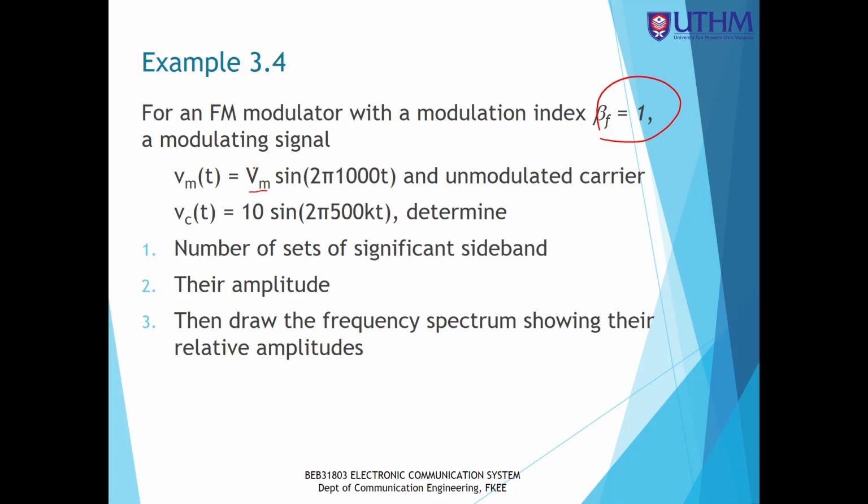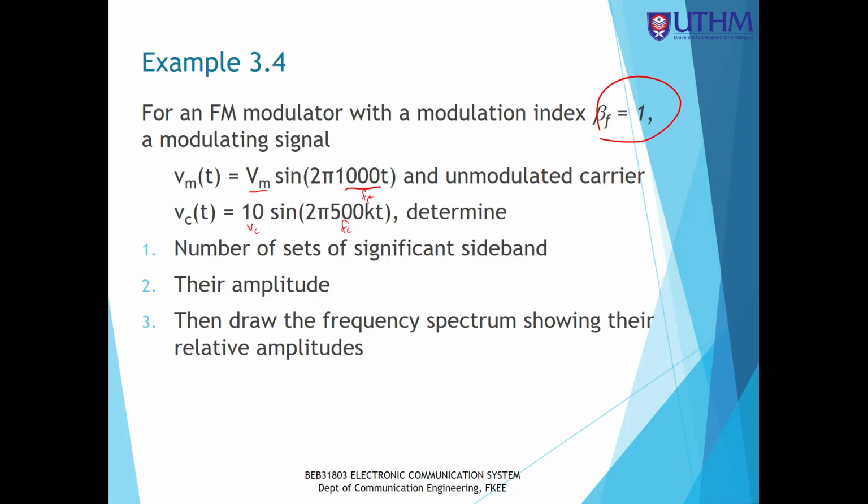So Vm we don't know how much, but we know Fm, which is 1 kilohertz. And then we know Vc is 10 volt, and we know Fc is 500k. So Fm is 1k, Fc is 500k. Okay, so we can determine the rest of the parameters.